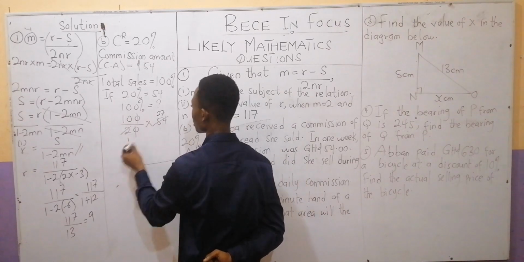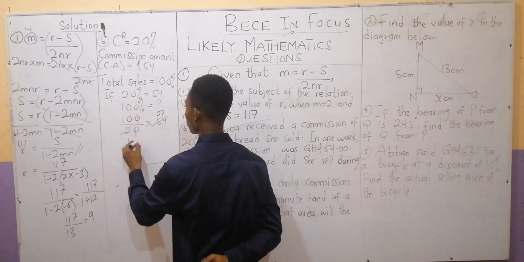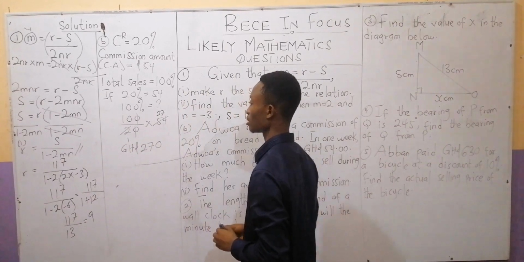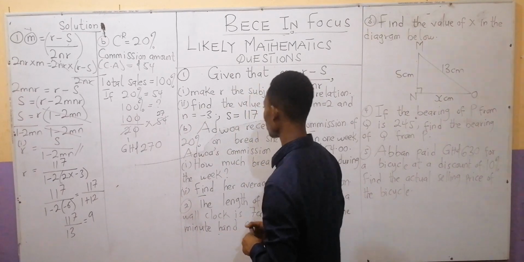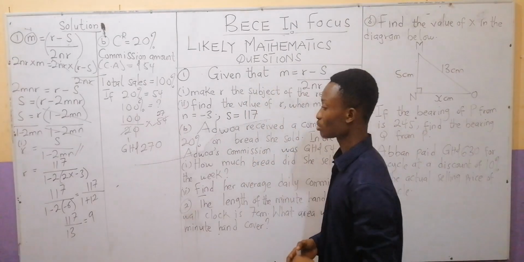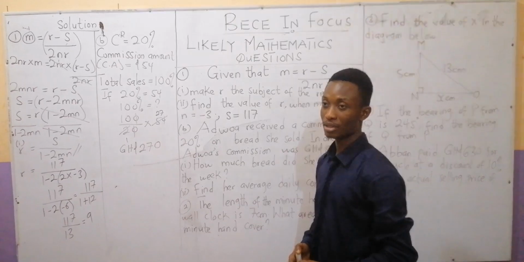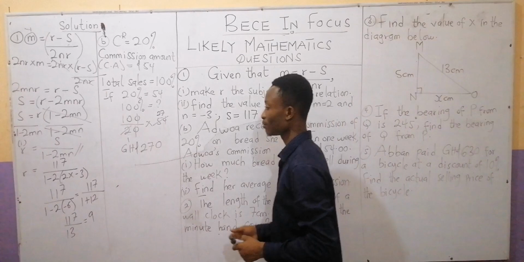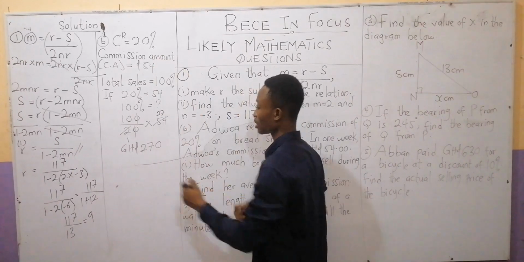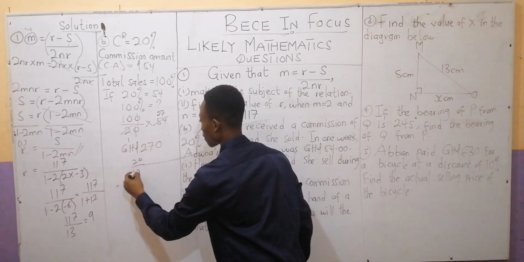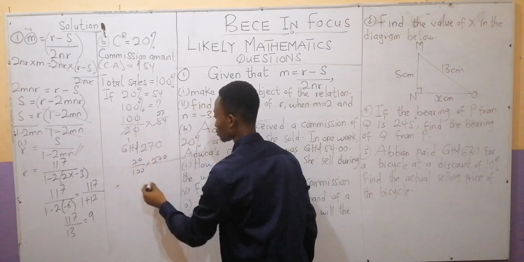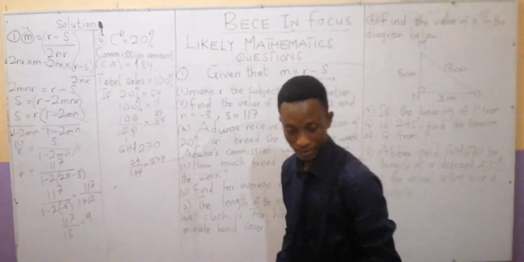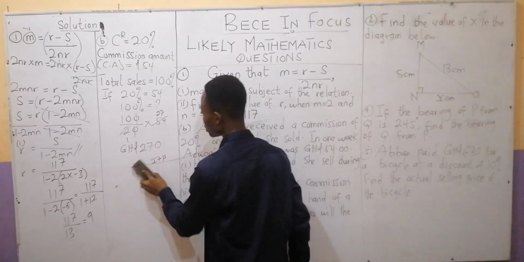So 10 times 27 will give us 270. So it means that our joint total sales is 270, and her commission is 54. So let's try and see if we get the 54. So she's taking 20% of 270. 0 plus 0 is 0. Now 2 times 27 is 54. Yes, we are right. You can also do this in a different way.